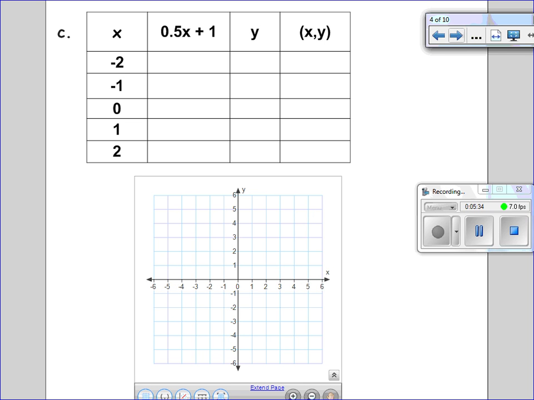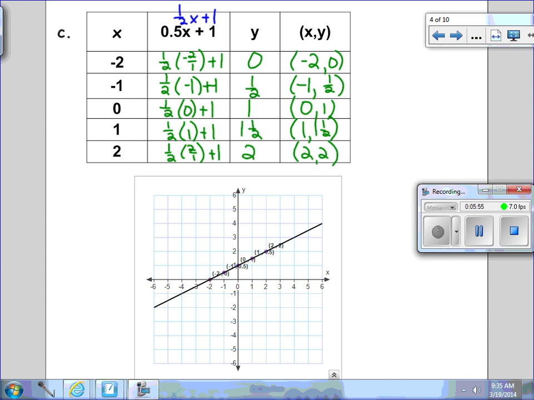Pause this one. We'll come back and check with this one. Notice that we have 5/10 times x plus 1. Another way, if it would make it easier, you can do 1/2 x plus 1. Those are the same equations. Take your time to determine what your range would be.